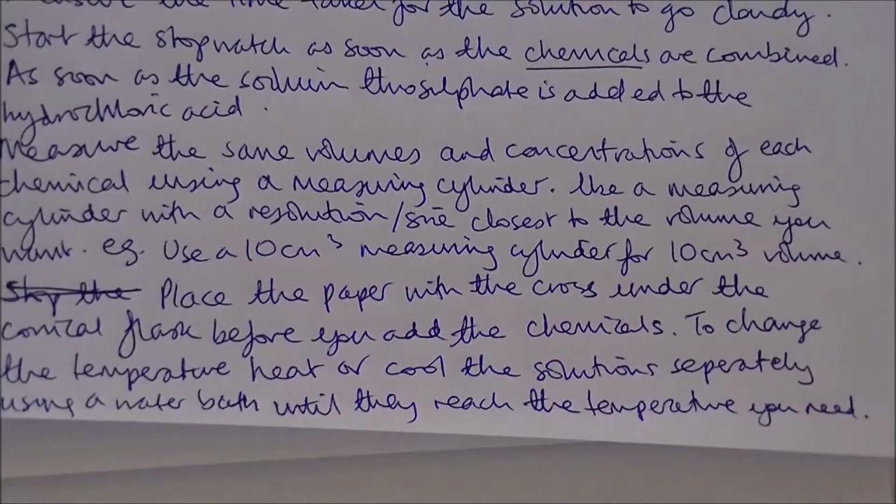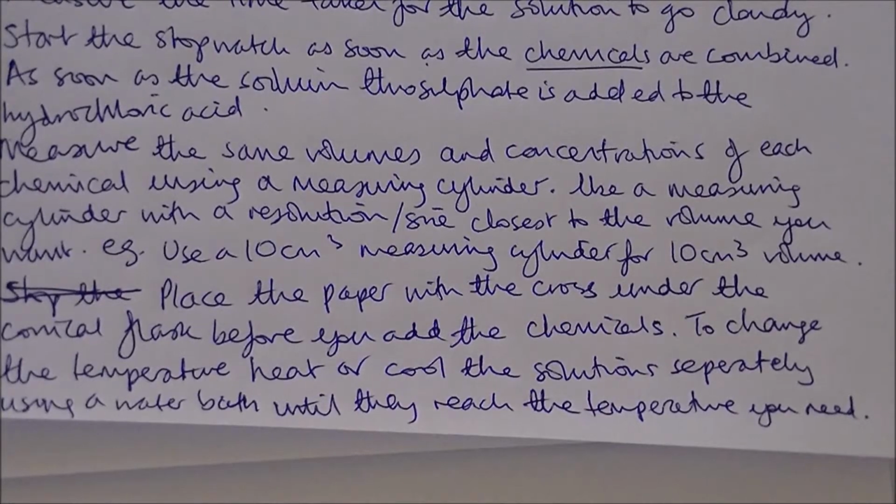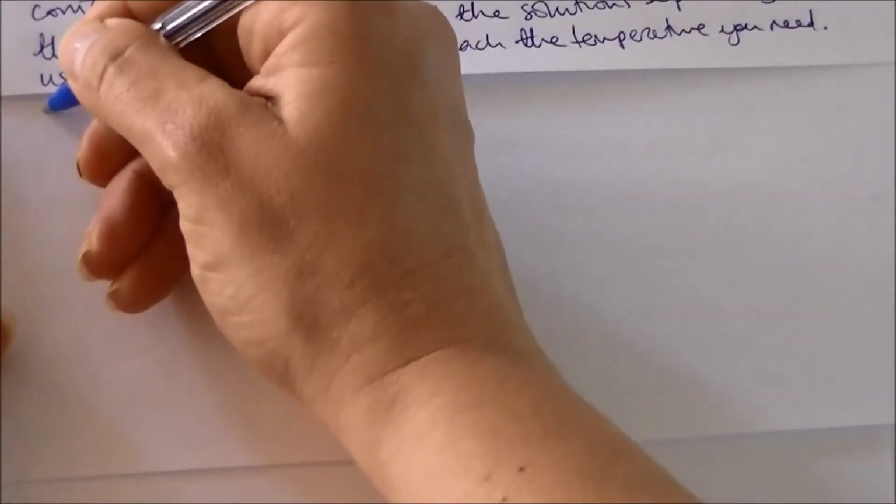Place the paper with a cross under the conical flask before you add the chemicals. To change the temperature, heat or cool the solutions separately using a water bath until they reach the temperature you need. So what are we going to do to finish it off? We need to say how we're going to know it's gone cloudy.